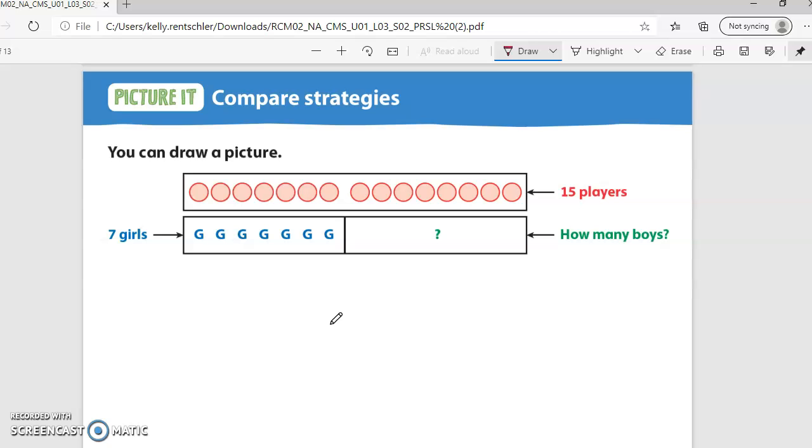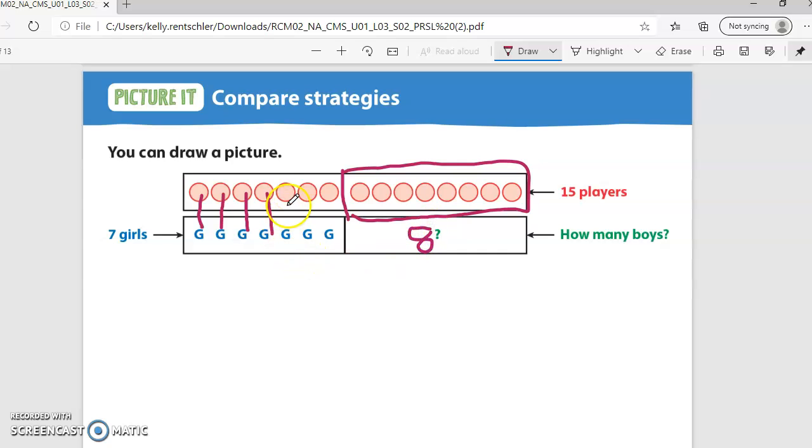So they're showing us how to draw a picture, and you can do this. There's 15 red circles to represent the 15 players. If 7 of them are girls, and if you notice, when they drew their picture, they lined each circle up with a G, and then there's a space right here, okay? The rest are boys, so we would have to count these circles to get how many boys are on the team. And 1, 2, 3, 4, 5, 6, 7, 8.